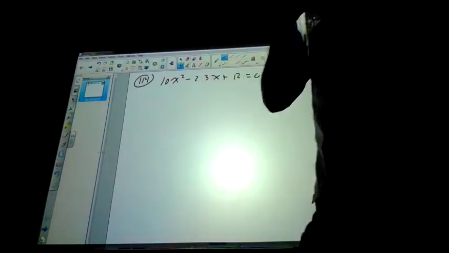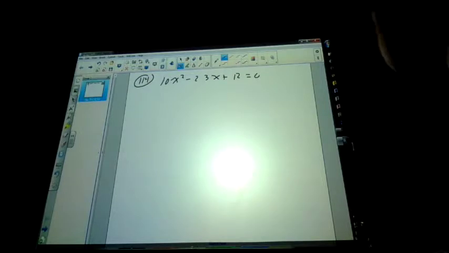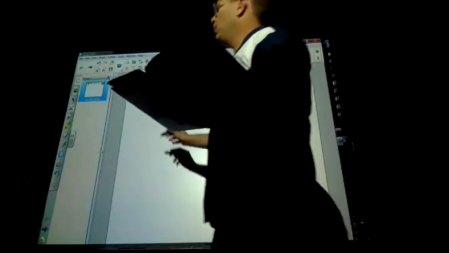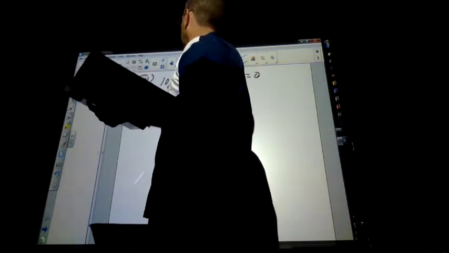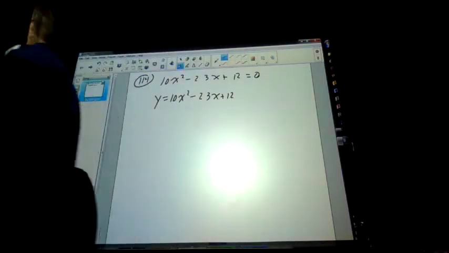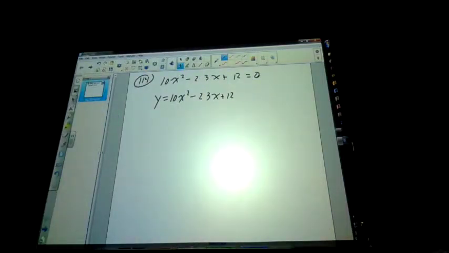Solve graphically, round the solutions to 3 decimal places where appropriate. Okay, so when it says solve graphically, you want to rewrite this equation to look like this. So once you have it written like that, then you can pull your graphing calculator up and put it in there.